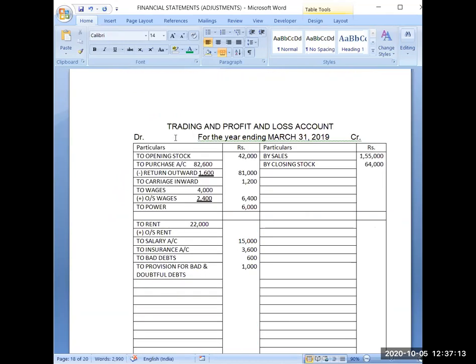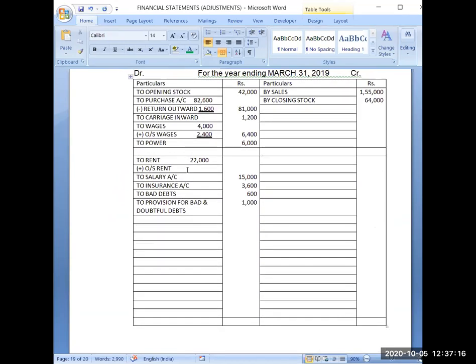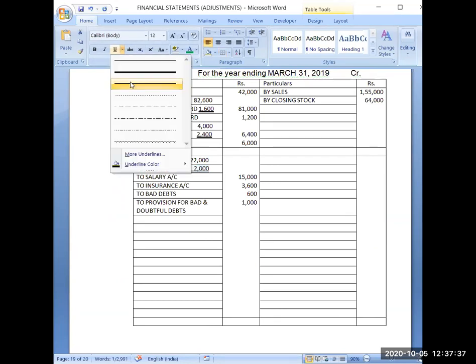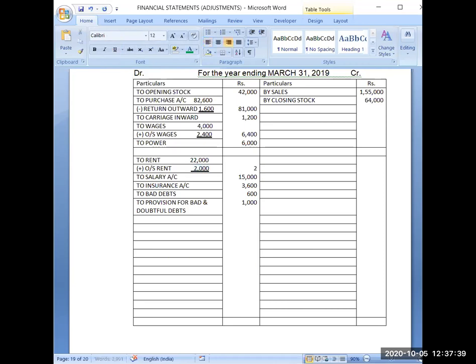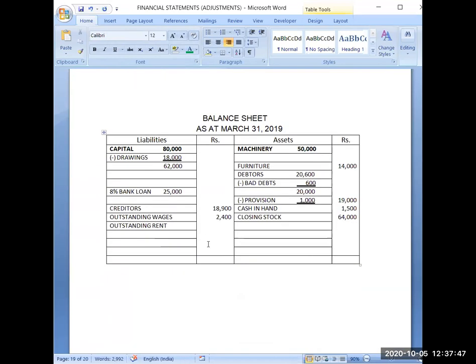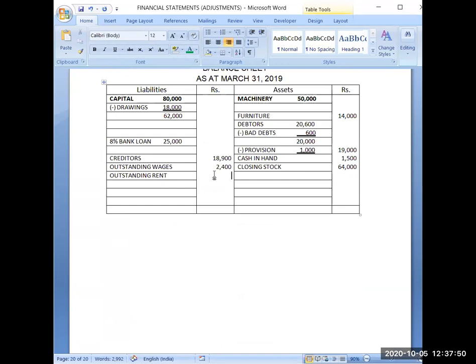So now I can write here the amounts because I know my 1 month rent is outstanding. So I have to add only 2,000 in this. So now you can see the total 12 months rent will become 24,000, which is the correct amount of expense. Then your outstanding rent is not 24,000. Your outstanding rent is only 2,000.